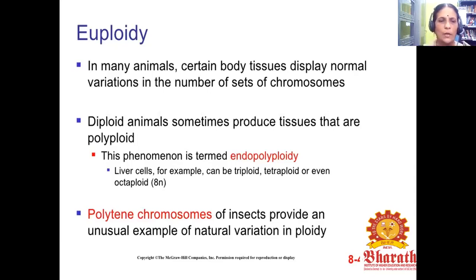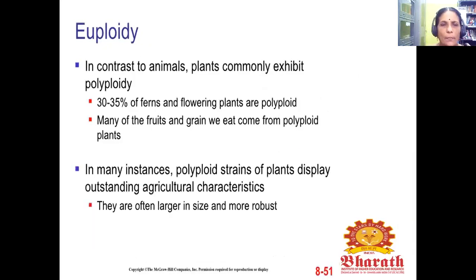The polytene chromosomes of insects provide an unusual example of natural variation in polyploidy. In contrast to animals, plants commonly exhibit polyploidy. Among ferns and flowering plants, 30 to 35 percent are polyploid. Many of the fruits and grains we eat come from polyploid plants. In many instances, polyploid strains of plants display outstanding agricultural characteristics. They are often larger in size and more robust.